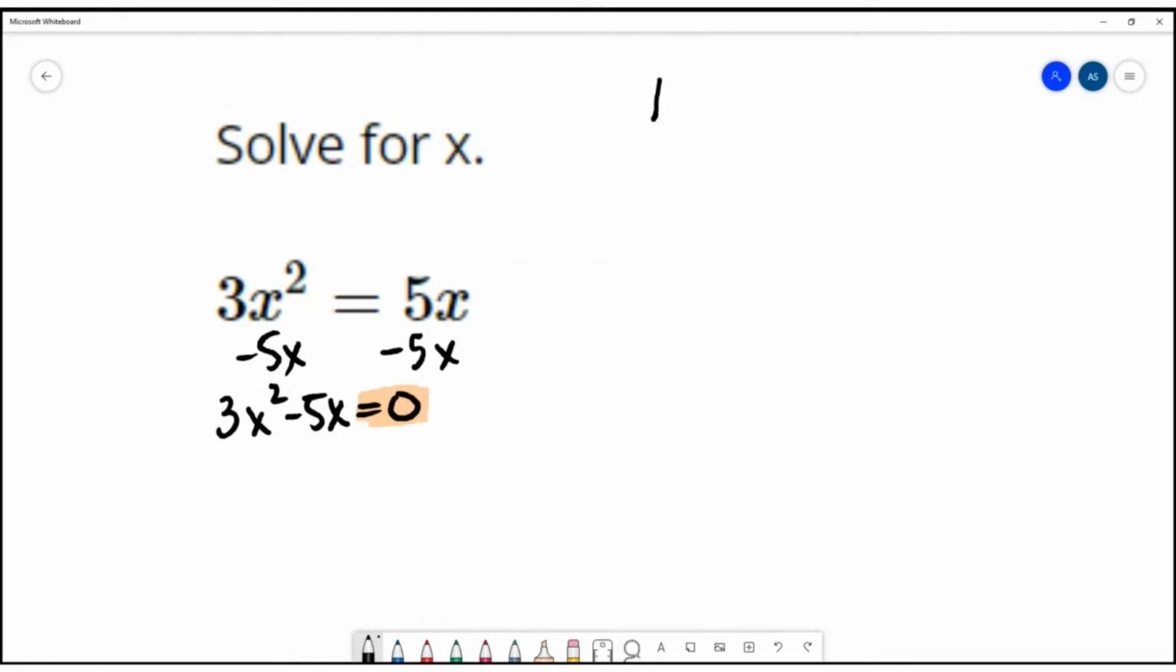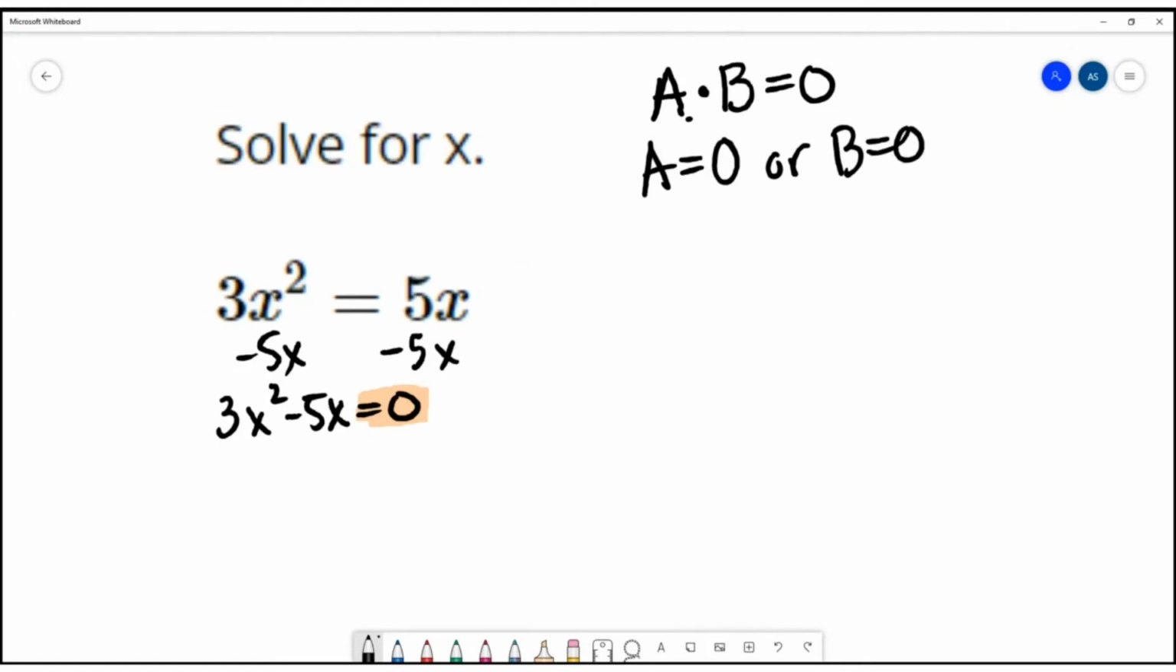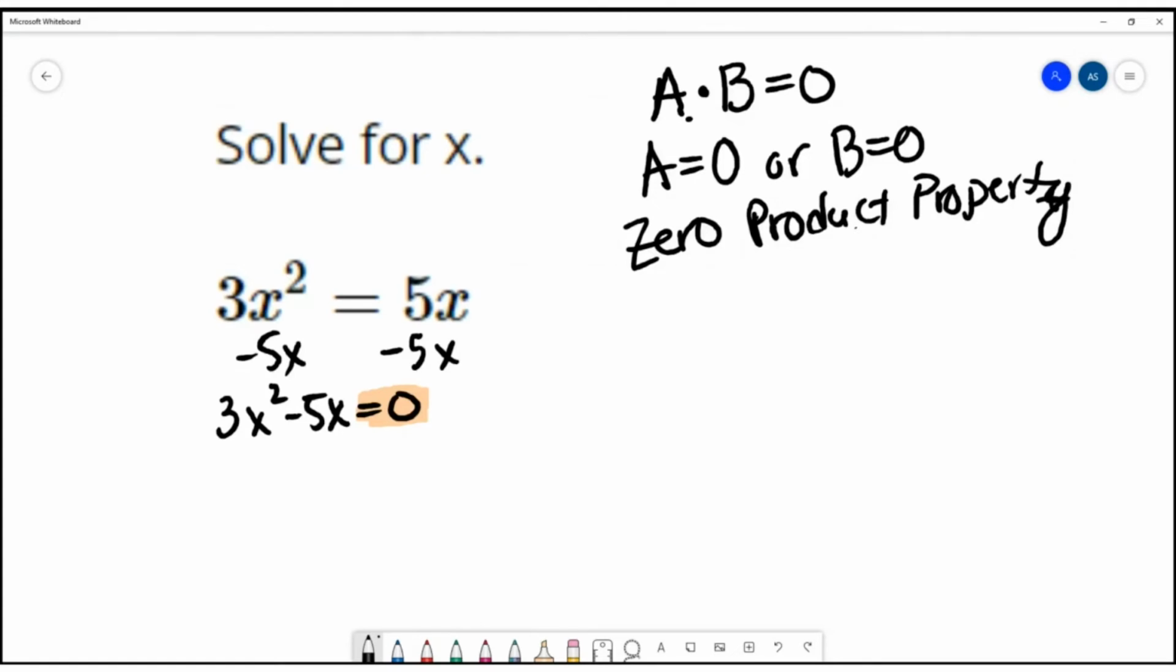At some point in the problem, we're going to use the zero product property, which says if two numbers are multiplied equal to 0, then either A equals 0 or B equals 0. So I moved all the terms to the same side so that I can make sure that I have a 0 on one side of the equation. So when I factor, I'll be able to apply this property.